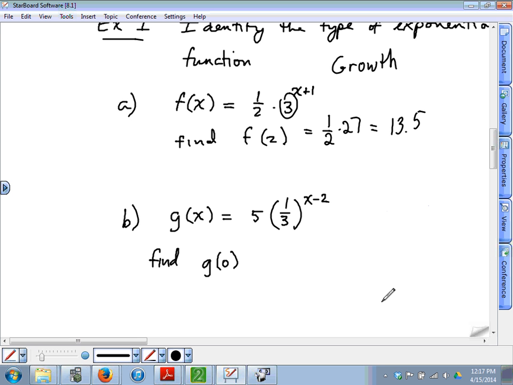Did we identify the type of function? Decay, because the base here, 1/3, is a number between 0 and 1, so this is decay. And then g of 0. Ooh, that's good, because then it's negative 2. We have to flip both of them. If this x is a 0, then 0 minus 2 is a negative 2. We just did this. 1/3 to the negative 2 is 9. And then 9 times 5 is 45.